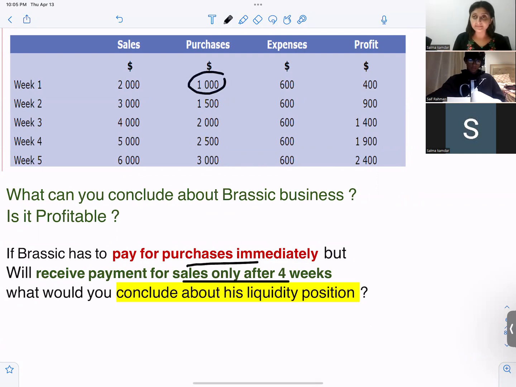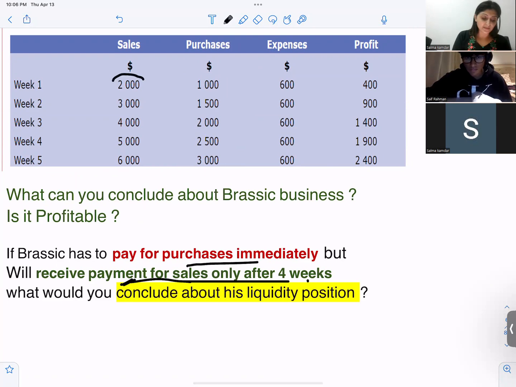1,000 in week 1. In week 2, you're immediately going to pay 1,500. In week 3, you are immediately going to pay 2,000. Then 2,500, 3,000. So you are going to do these expenses every week. You are going to receive payment for sales only after 4 weeks. That means the sales that you do over here, you will receive payment after 4 weeks. So 1, 2, 3, 4. So you will receive payment of week 1 sales in week 5.